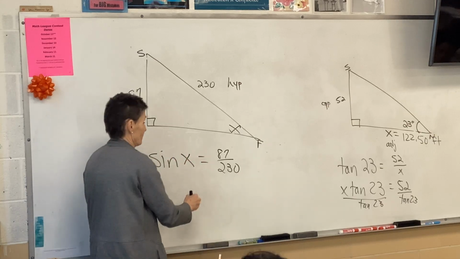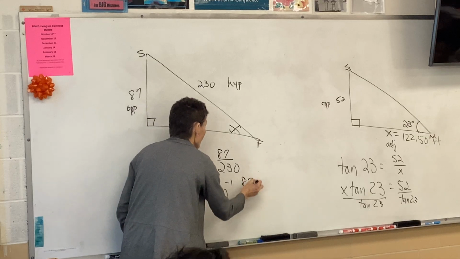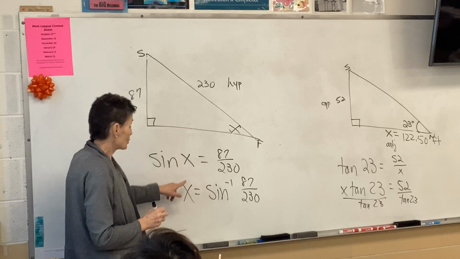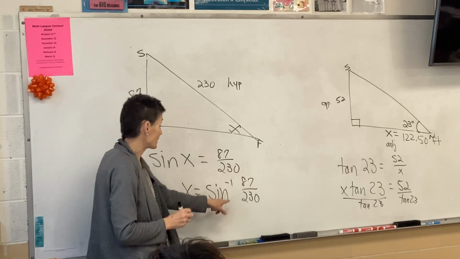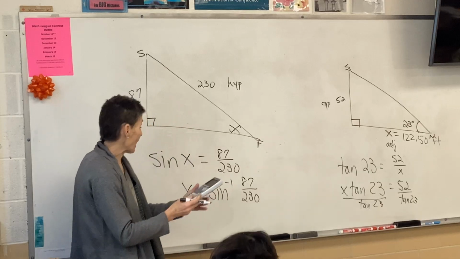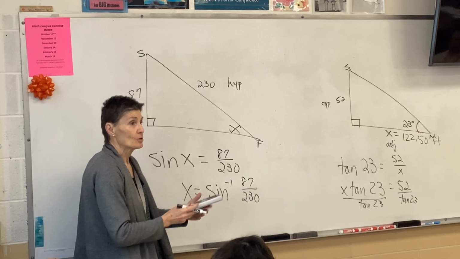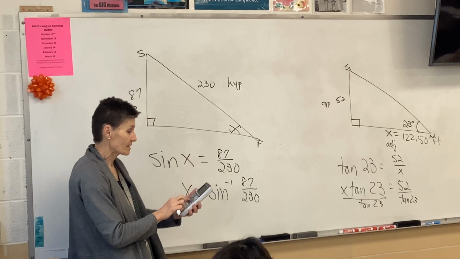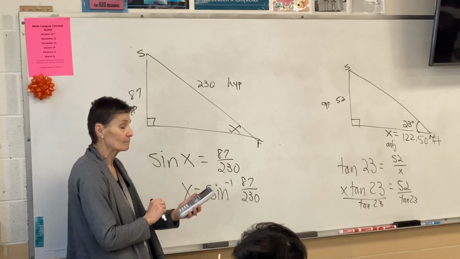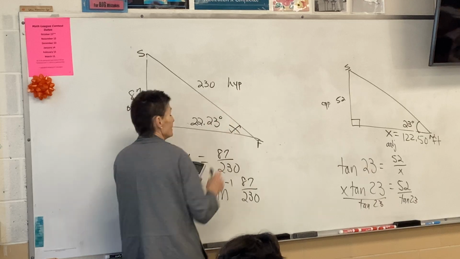Here's what you do. When you don't know the angle, I have to go backwards and use the inverse button. You find that button on your calculator, do you see it? It's right above the sine. So you're going to press second sine, 87 divided by 230. Yep. 22.23 degrees.